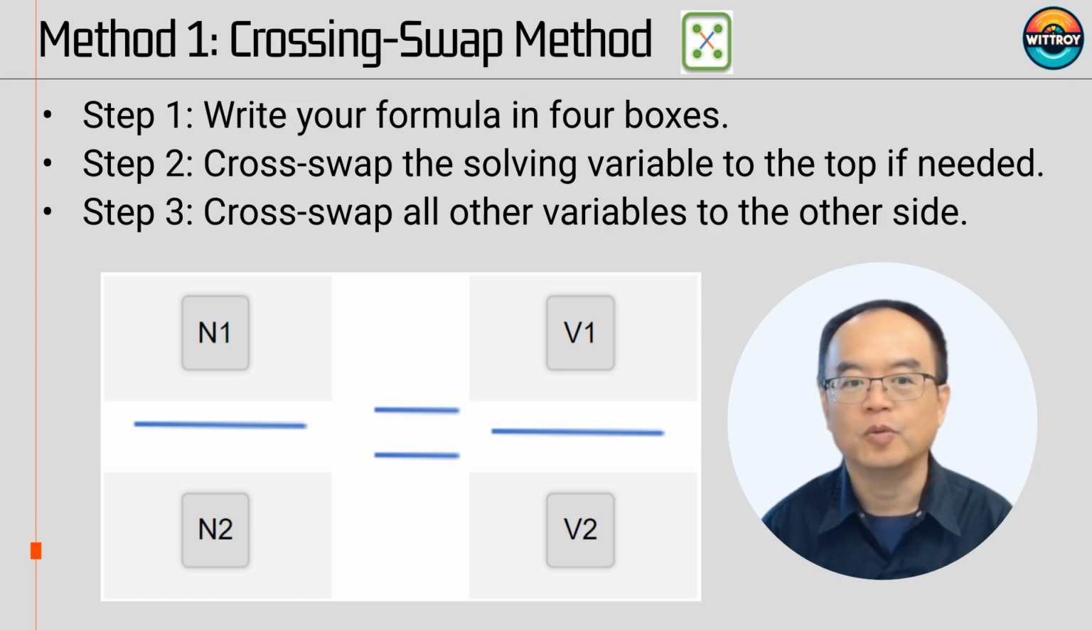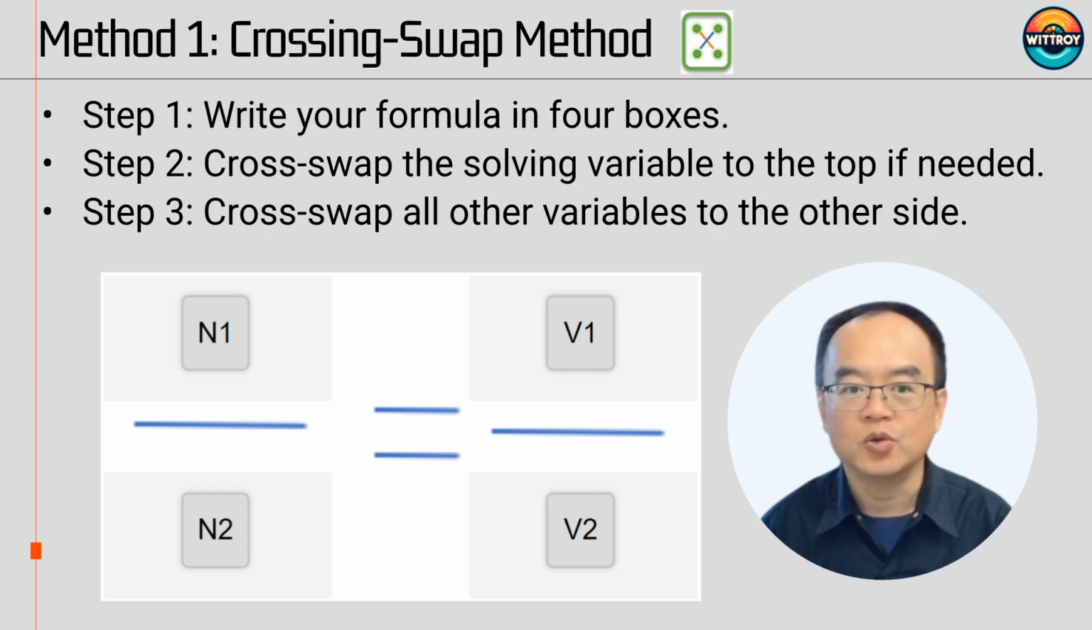Step 1, write your formula in 4 boxes. Step 2, choose the variable you want to solve for. If the variable is at the bottom, cross-swap it to the top on the other side of the equation. Step 3, cross-swap all other variables as necessary to the other side of the equation in order to isolate your desired variable at the top. By following these steps, you can easily transpose any formula. The key is to follow the steps carefully and not skip any.